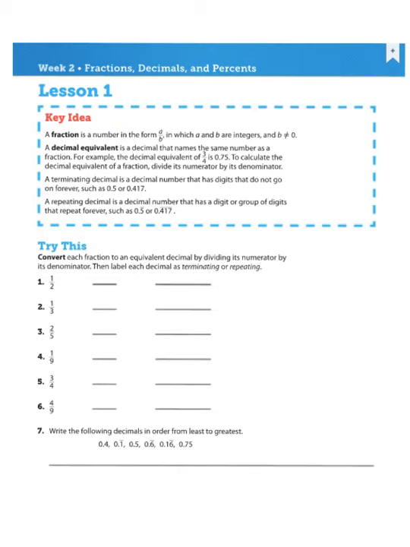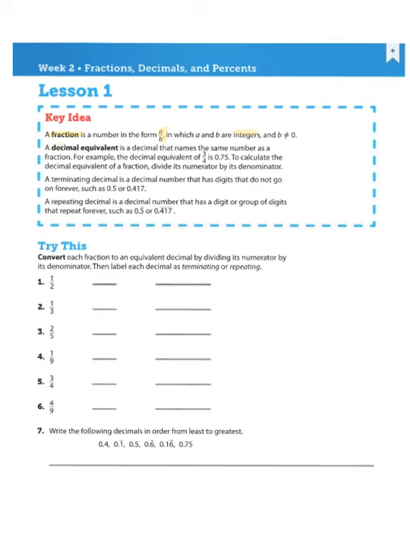In week 2, we're going to talk about fractions, decimals, and percents. So your first vocab word is fraction. A fraction is a number in the form of a over b, in which a and b are integers. So we need to remember that too. In b, this means that b does not equal 0.